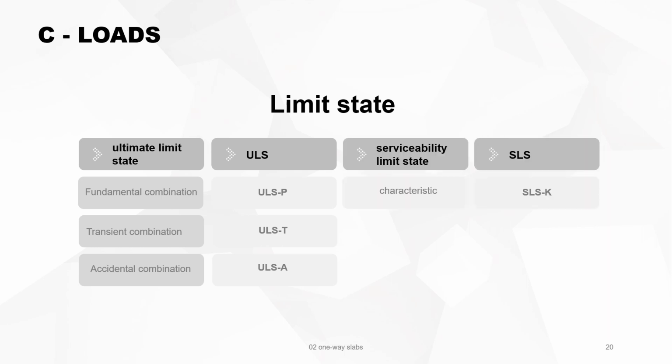Then we look at the serviceability limit state. You have the characteristic serviceability limit state, we have the frequent, and we have the quasi-permanent. It's denoted by SLS K, F, and Q. Of course, there are some other limit states, which are fatigue and seism, but we will not handle this in this course.